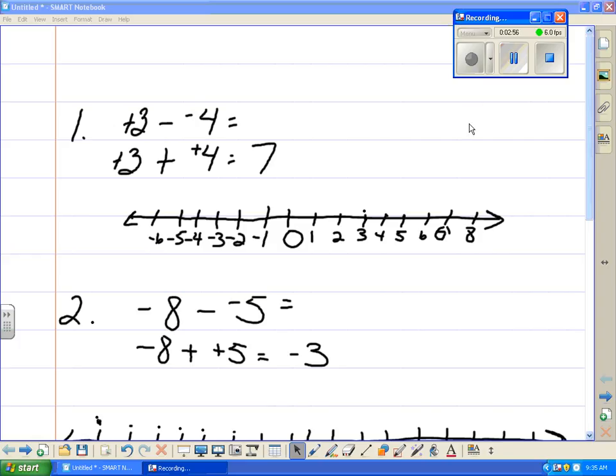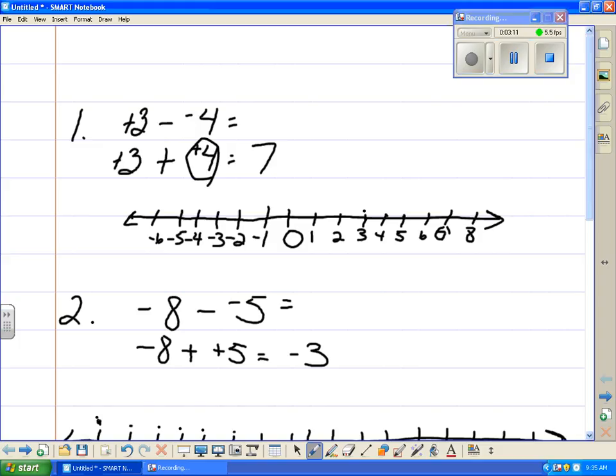Number 1, positive 3 minus negative 4. It becomes positive 3 plus positive 4. On the number line, I go to positive 3 and I go to the right 4 spaces because it is positive. 1, 2, 3, 4, and then the answer is positive 7.